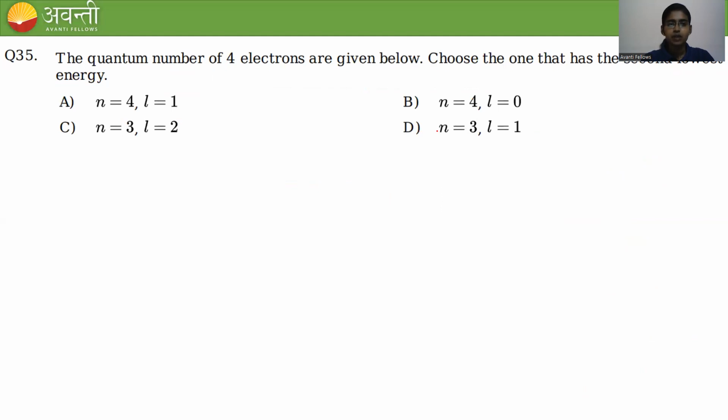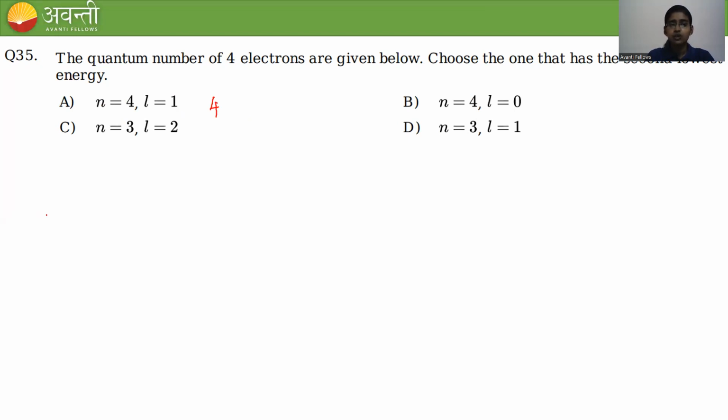The quantum numbers of 4 electrons are given below. Choose the one that has the second lowest energy. So according to the above principle, the electrons are arranged in increasing order of energy levels. From the given options, we'll try to find the energy level. The n value is given as 4 in option A, and l is 1.